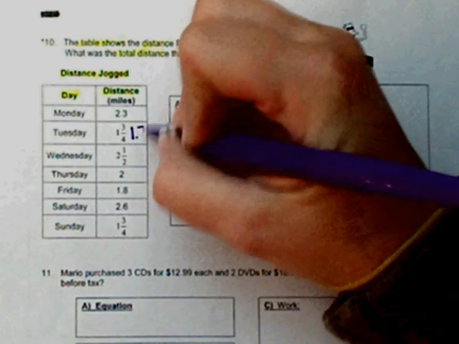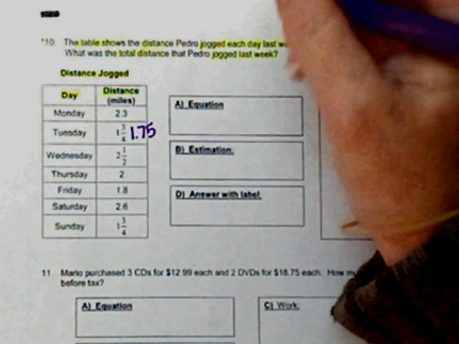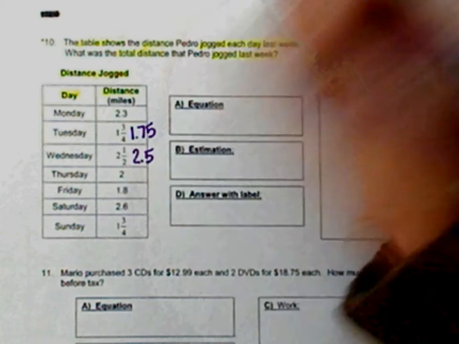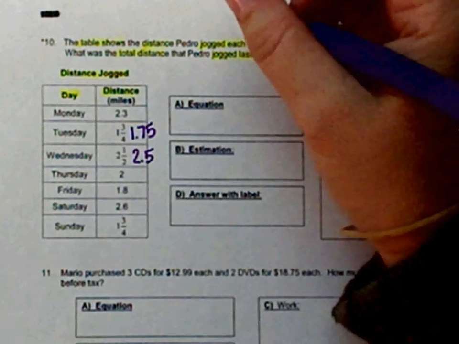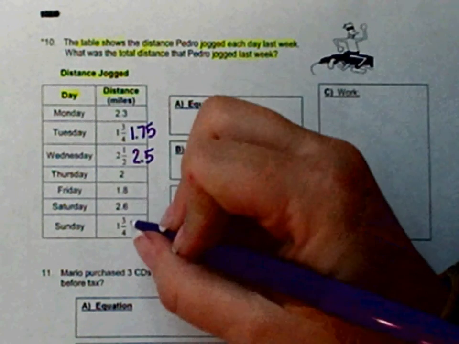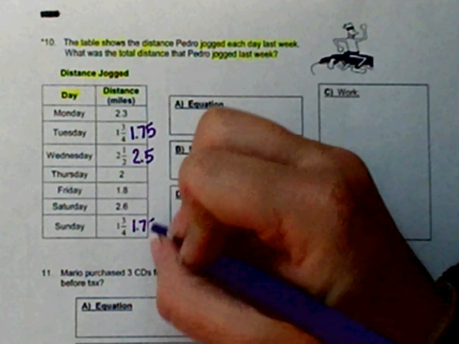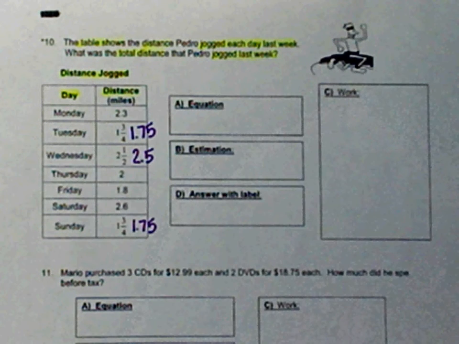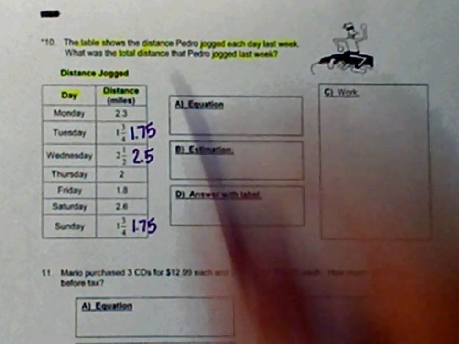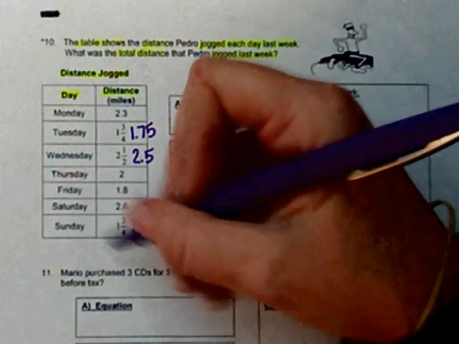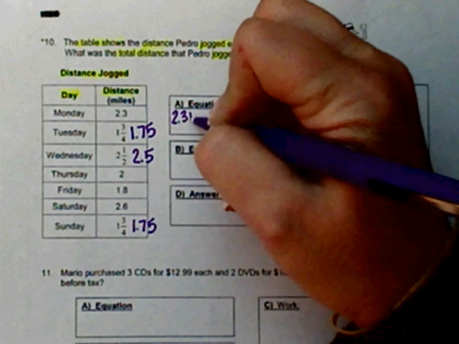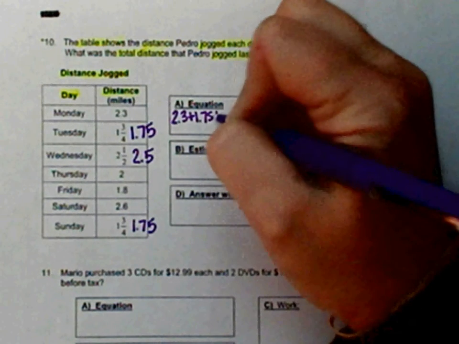So Monday's already done. Tuesday we need to convert 1 3/4. 3/4 is one of your benchmarks. You should know easily that that is 75 hundredths. 2 1/2 needs to be converted. That is also one of your benchmarks. You should know it's 2 and 5 tenths. Thursday's done, Friday's done, Saturday's done, Sunday was the same as Tuesday. 3/4 is a benchmark. You should easily know that that is 1 and 75 hundredths.